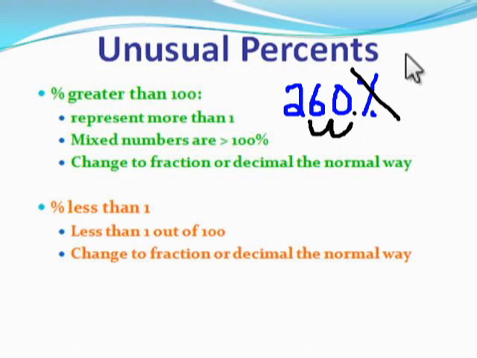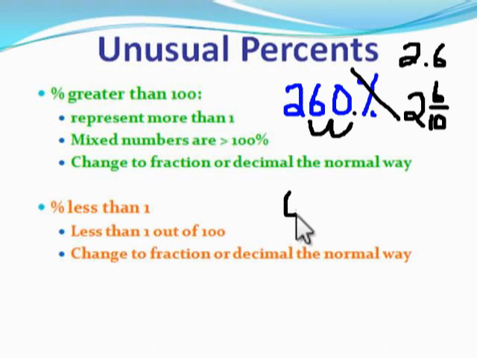And another way to write that, besides just 2 decimal 6, 2 and 6/10, would be as a mixed number as well, 2 and 6/10, which of course can be reduced to 3/5. Okay? I think the ones that give people more trouble are the ones that are less than 1%. So when it's less than 1 out of 100, that would be less than 1%. You're still going to change everything, though, the usual way.